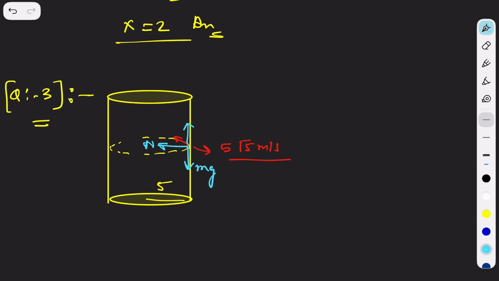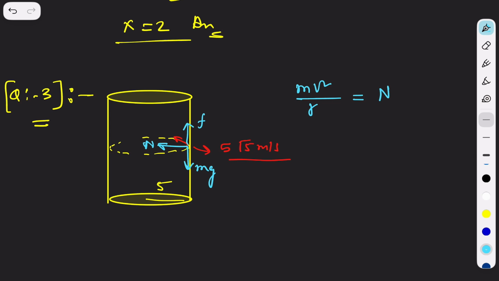So see, if you want to rotate in this horizontal circular path, you need some centripetal force towards the center, which can fulfill your centripetal condition. The centripetal condition says that mv square by r should be equal to the normal force here. Otherwise the body will not be able to do this circle. So from here I can find out the minimum normal force that we need to perform this. So normal force we can find out from here.